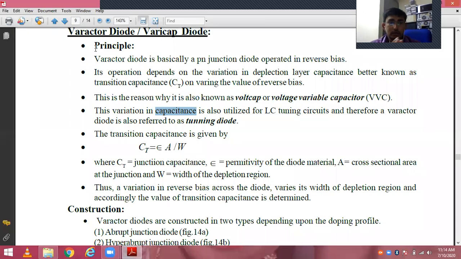Hello everyone. Now we're starting a third device that is called a Varactor diode. Varactor diode, as the name itself indicates, is a diode, so it consists of a PN junction. Basically, the Varactor diode is nothing but a PN junction diode which is operated in reverse bias.